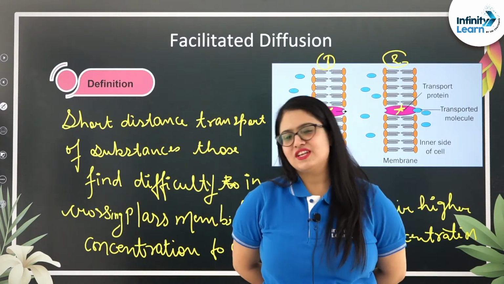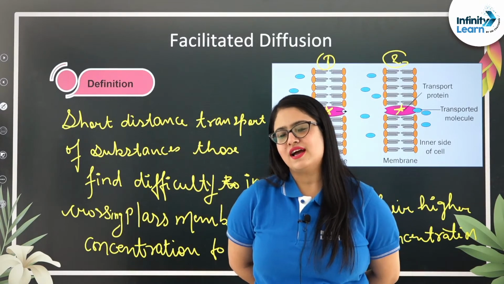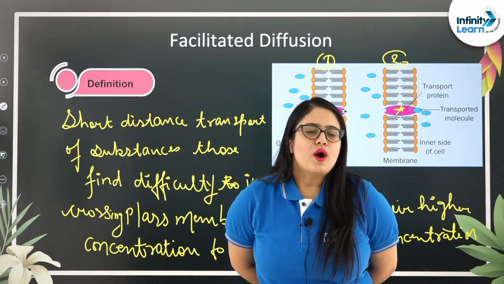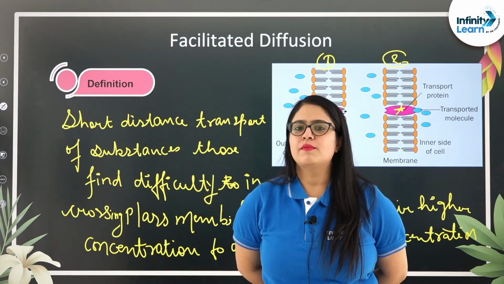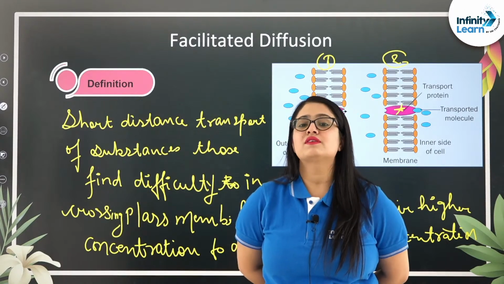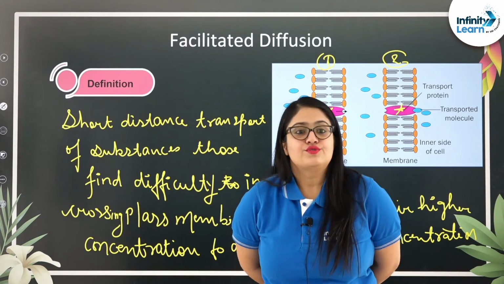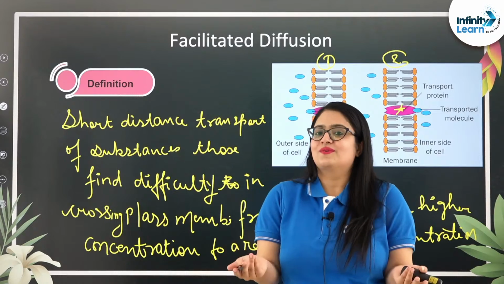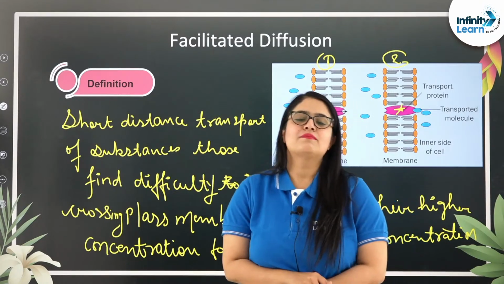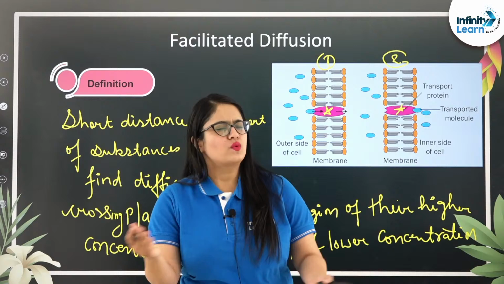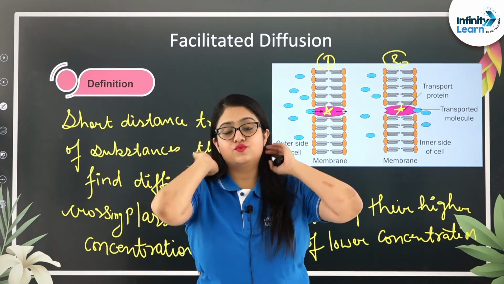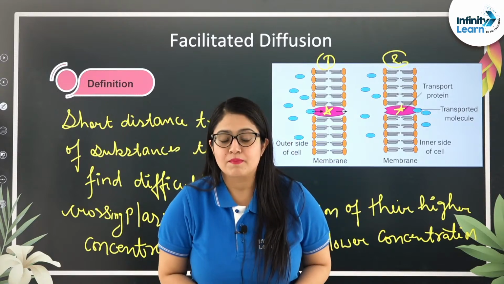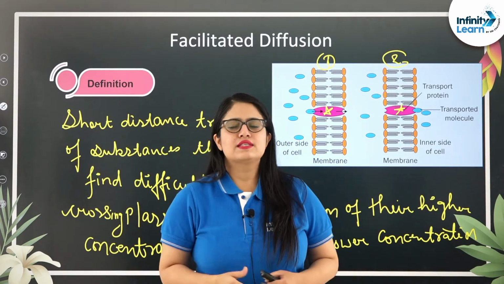But students, there is something still remaining to understand here: why do these molecules find it difficult to move across the plasma membrane? This is one of the most fundamental questions that you should ask yourself as well as your teacher, right? So, here I am giving you the explanation of why these molecules find it difficult to cross the plasma membrane. This is a very important and conceptual part. So, please listen very carefully.